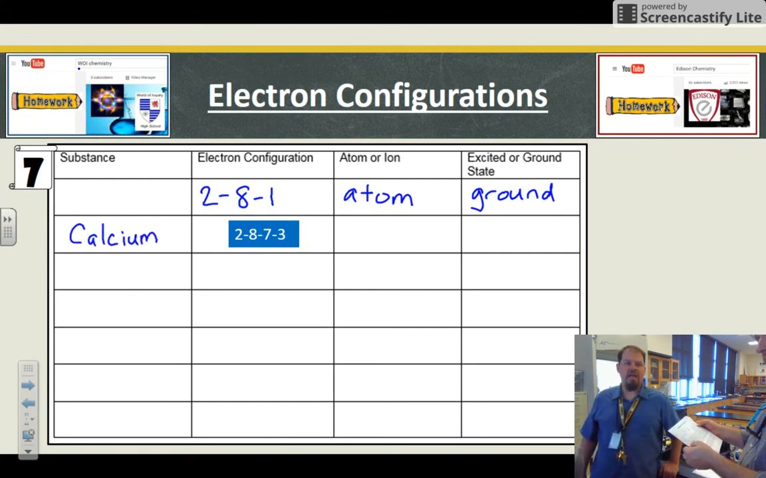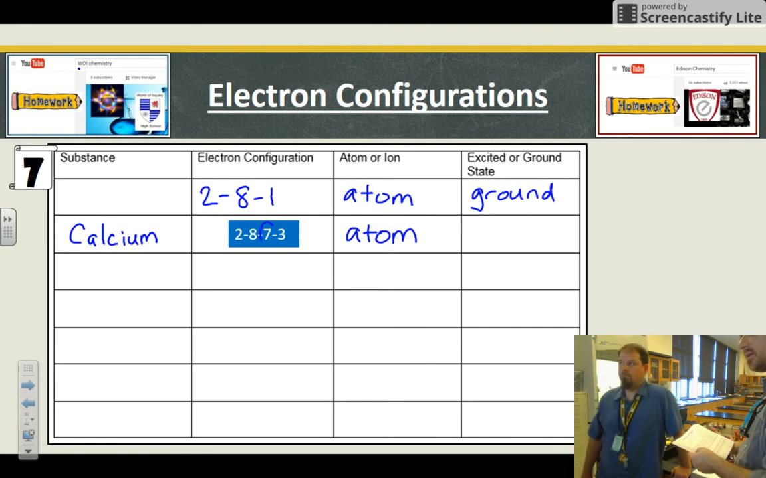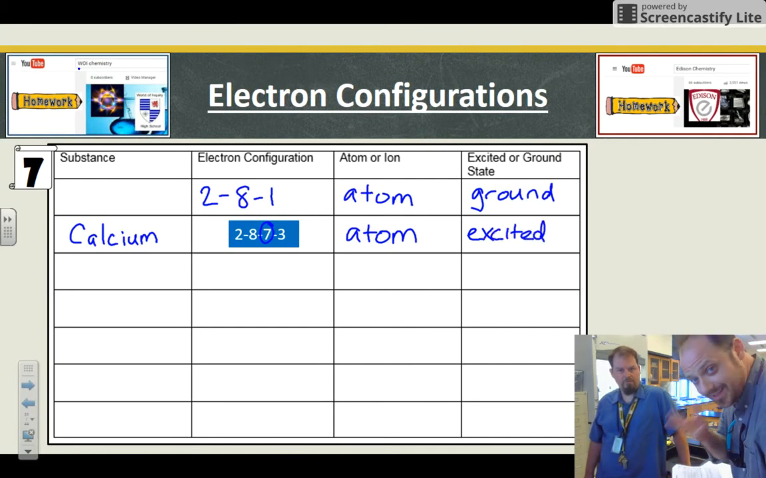And is this an atom or an ion? It's actually an atom. Yep. And Yanar, is this in the normal filling pattern of 2-8-8 something, or is this out of the ordinary? 2-8-7-3. So there's a vacancy somewhere in there. So we're going to call that the excited state. How exciting!